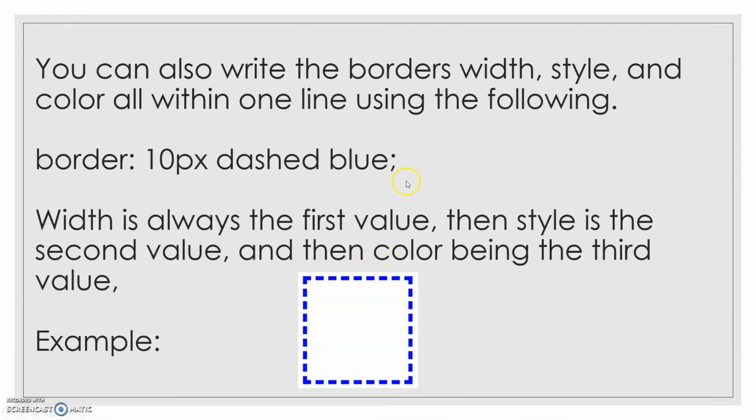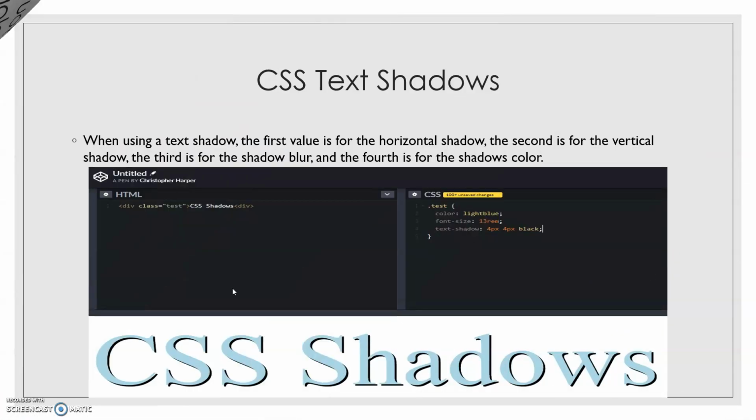Alright, you can also write the border's width, style, and color within the one line using the following example. So here I did the 10 pixels with a dashed border and the color blue. You can kind of see here. So the width is always the first value, then the style would be the second value, and then the color being the third value.